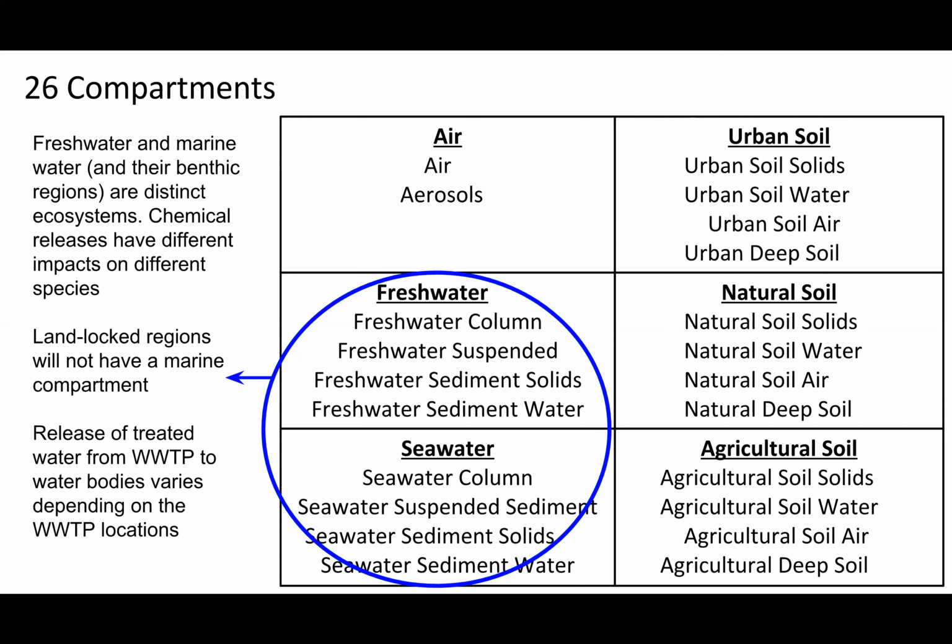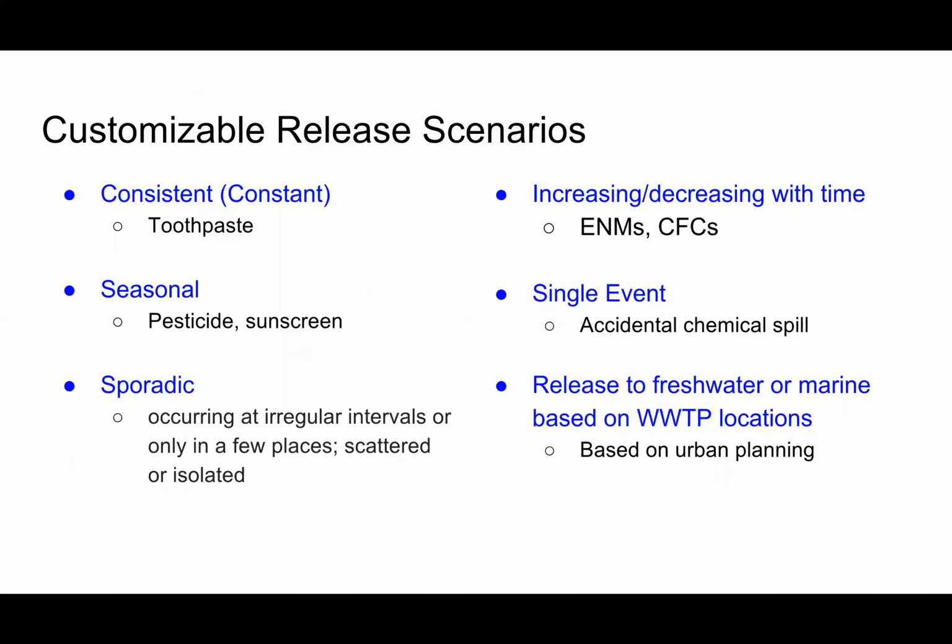We also recognize that the location of wastewater treatment plants determines how a chemical is going to enter the environment and whether it's released to freshwater or seawater, so that is also accounted for within the model. Typical Phaeton transport models use a constant release value, in part because they're only predicting steady state concentrations. You can do this in our model. You can also account for seasonal releases.